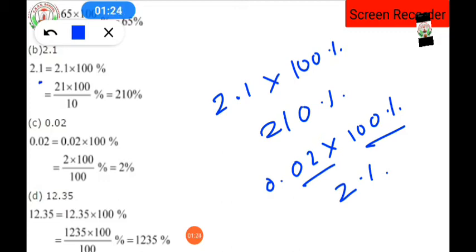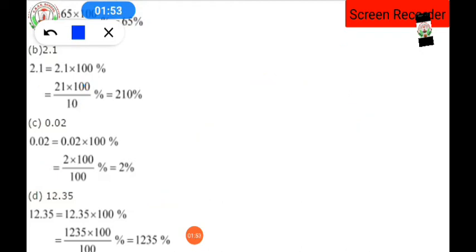Or if suppose you want to remove the decimal, then 2.1 is there. When you are going to remove the decimal from 2.1, you are going to divide by 100. So 21 upon 100 into 100%, 0 will cancel from the numerator and denominator. So 21 into 10 will be 210. In the same way, from here also when decimal is removed, 2 upon 100 will come, because after decimal 2 numbers are there, that means 2 zeros will come in the denominator. So 2 upon 100 into 100%. So 100 will get cancelled, 2% will be there, isn't it?